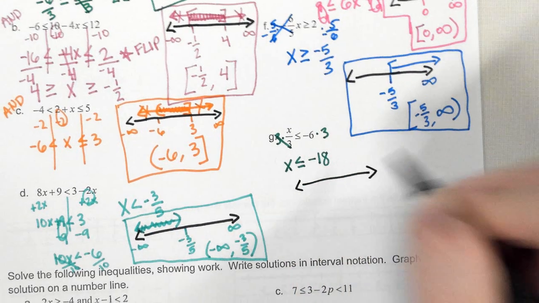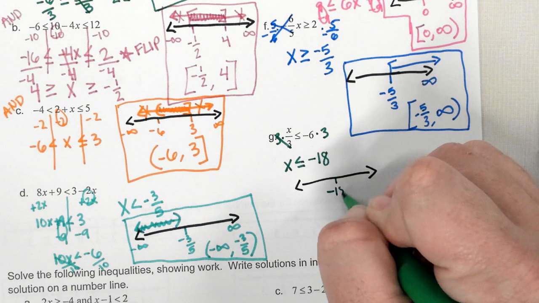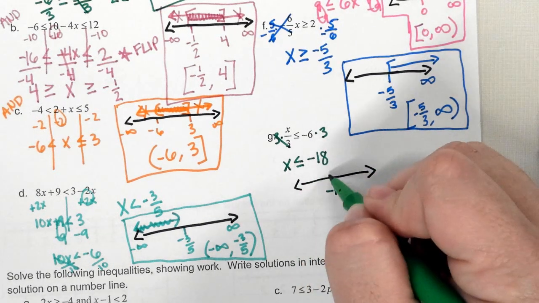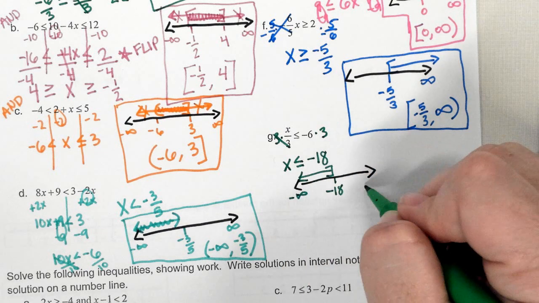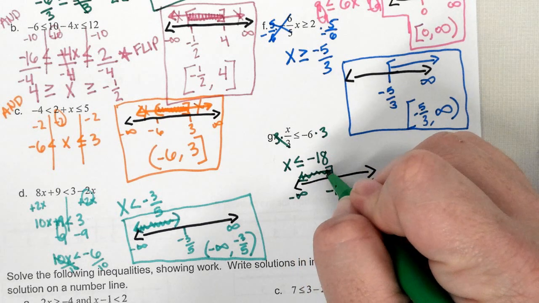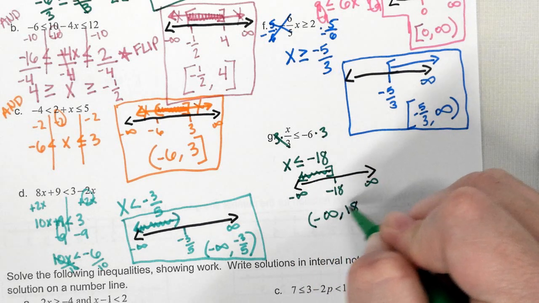These last two were not bad. It's pretty simple. So we have negative 18. X is less than or equal to, and it's everywhere it is. So it's from negative infinity all the way to negative 18 with a square bracket.